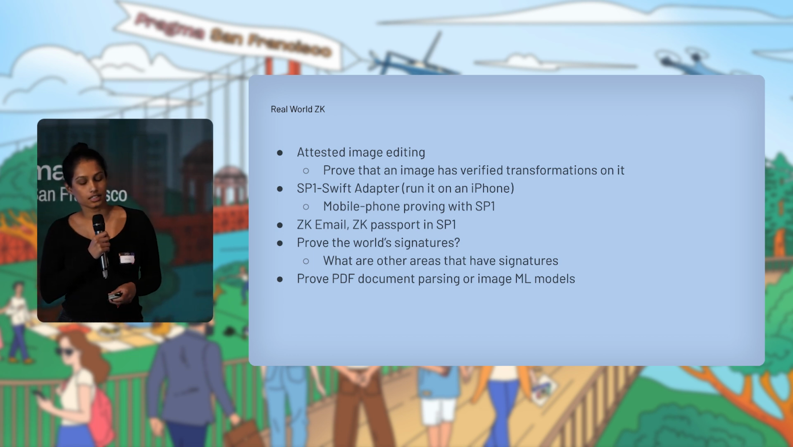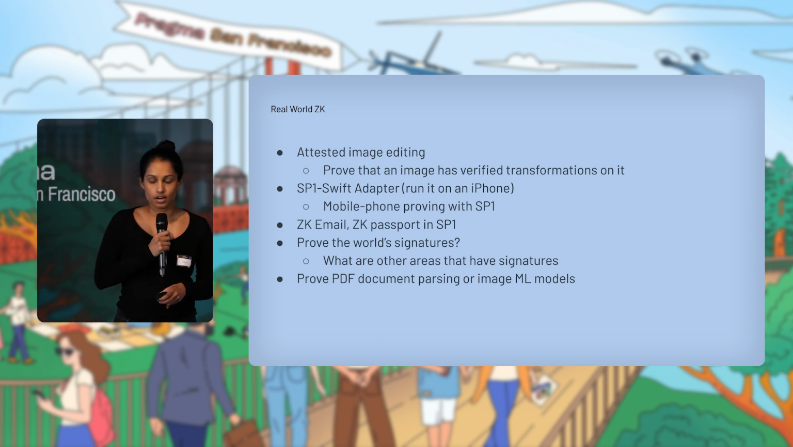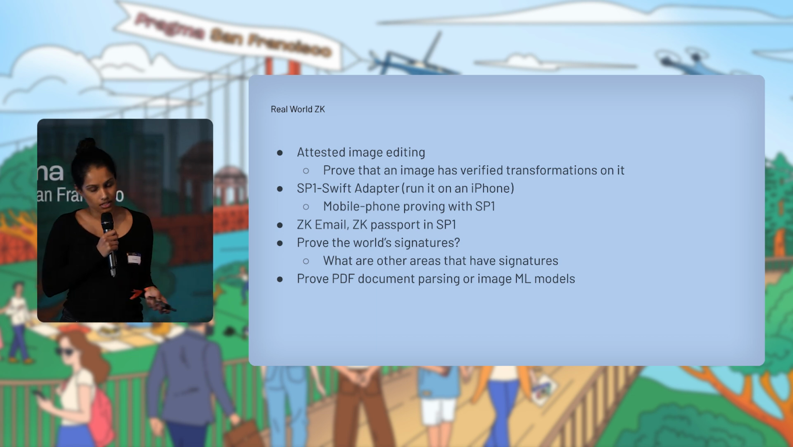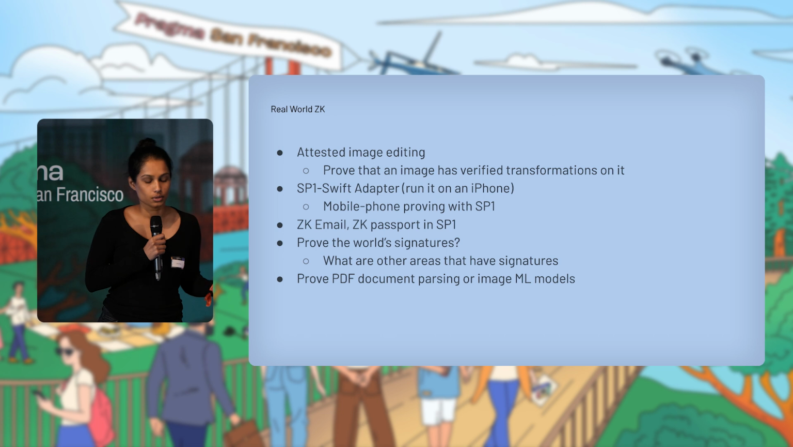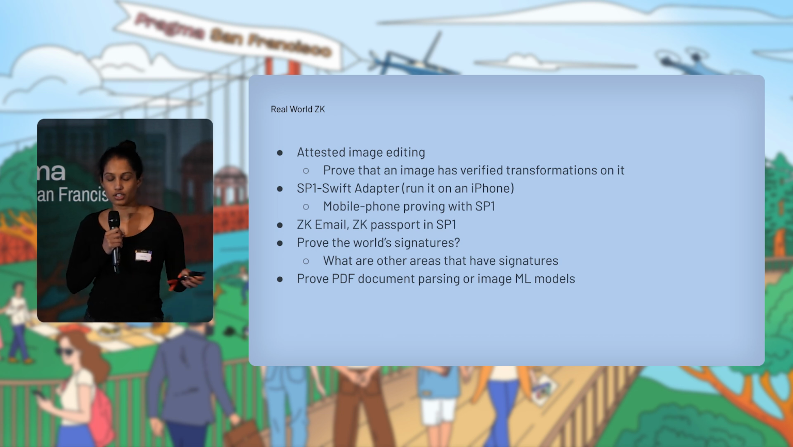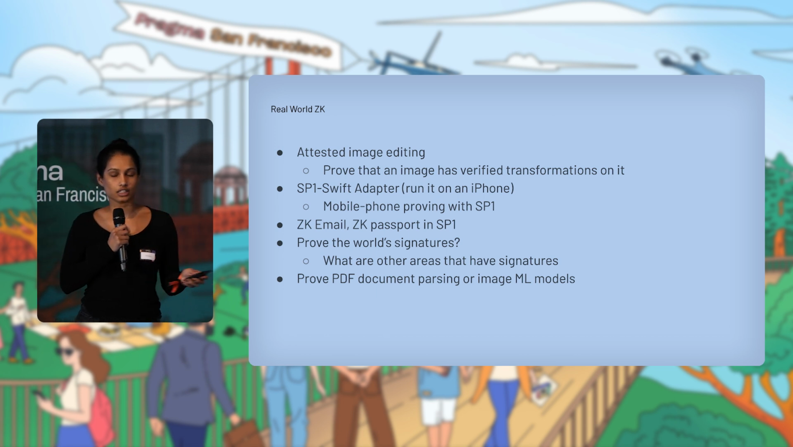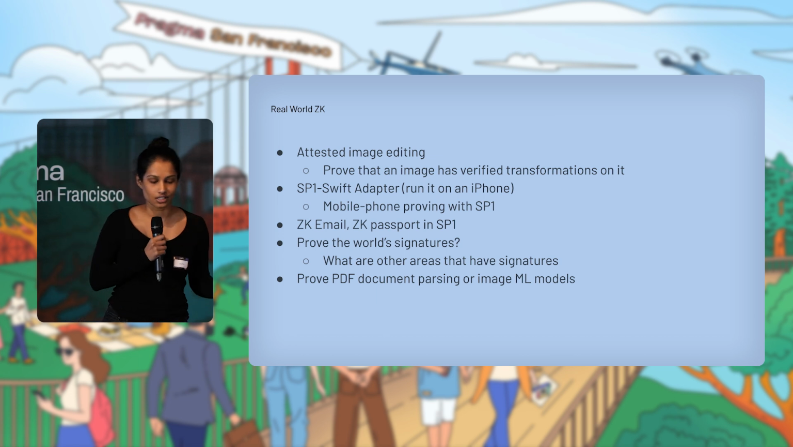And then finally, things like PDF documents or taking images and running ML models on it, I think is also a really interesting real-world ZK use case where you can start bringing this data on-chain or even use it in off-chain contexts. So those are some of the examples of SP1 that I'm really excited to see built across a bunch of different applications and ecosystems.